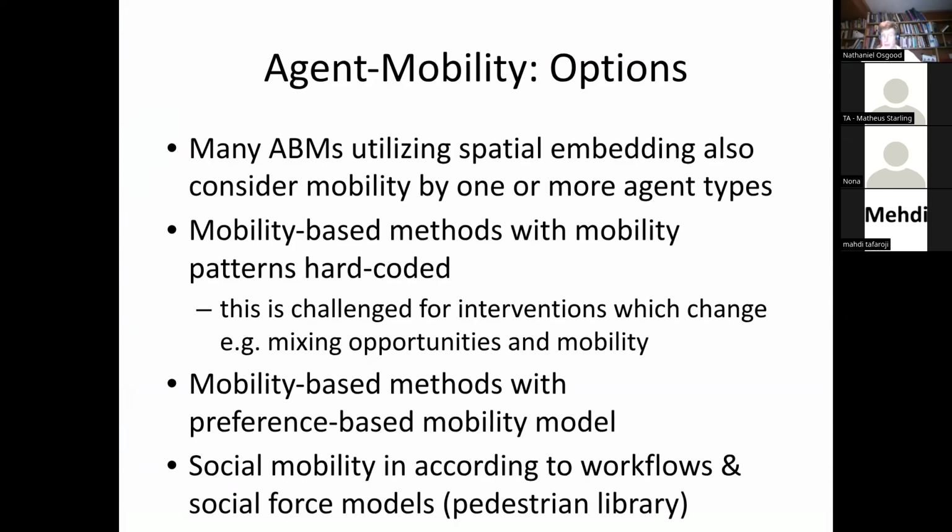We've seen mobility here. You can have spatial location without mobility.